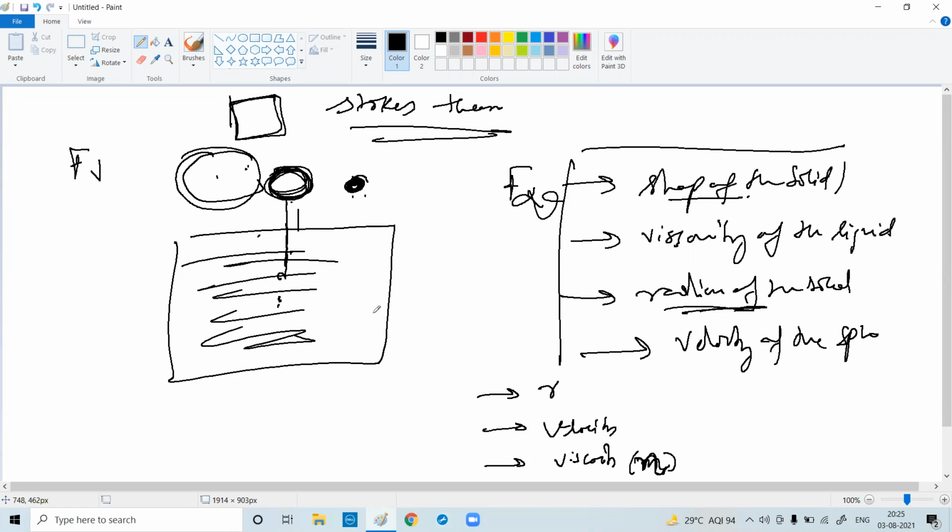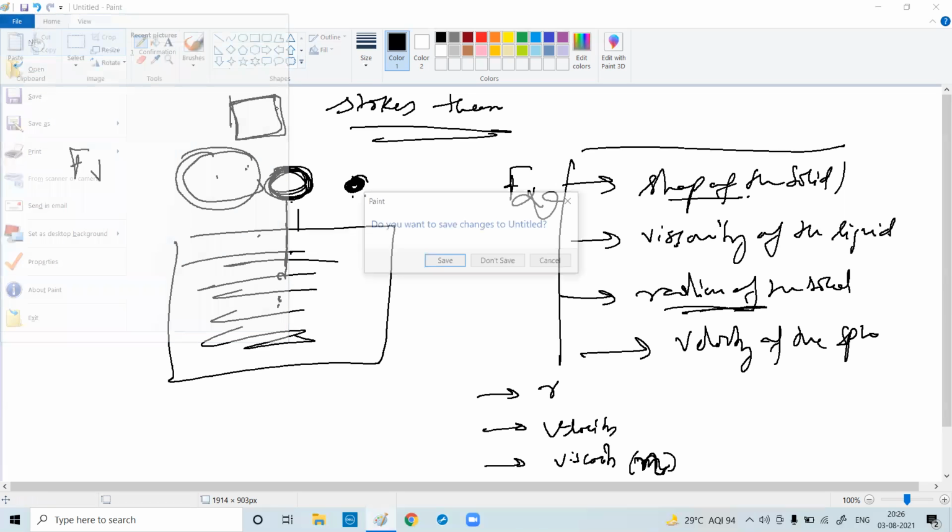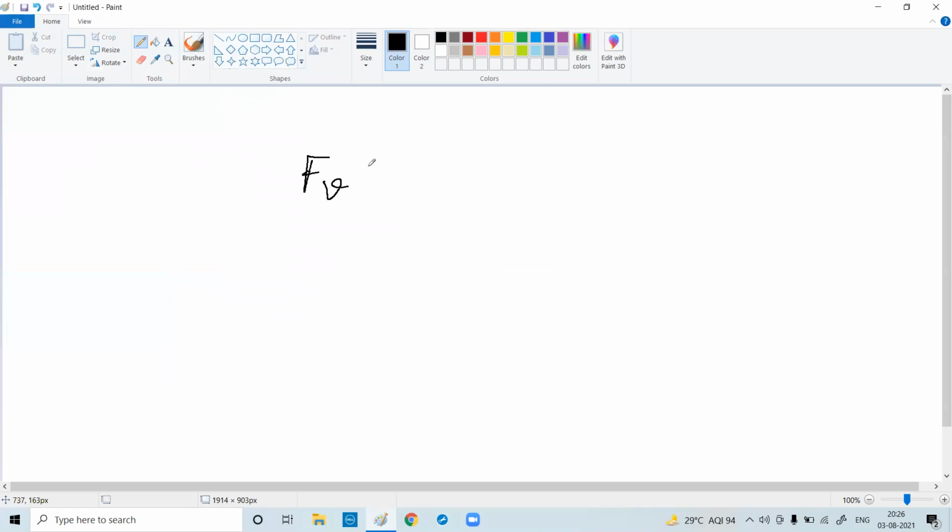Is it clear? Swaroop, Dhruva, Rishabh? Yes, sir. Okay. So we can say that this force is directly proportional to radius, velocity, and eta. So if I want to write it as an equation, I can write this as what? Fv to be what?